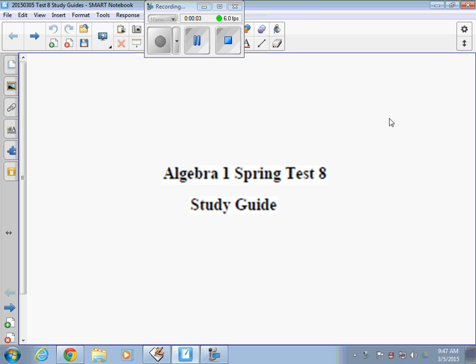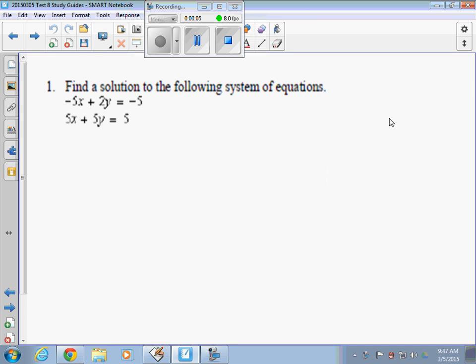Algebra 1, spring test number 8, study guide. First one says find a solution to the following system of equations. This one is set up. Notice it doesn't tell you substitution or elimination, but it's set up for elimination because you have -5x and +5x.